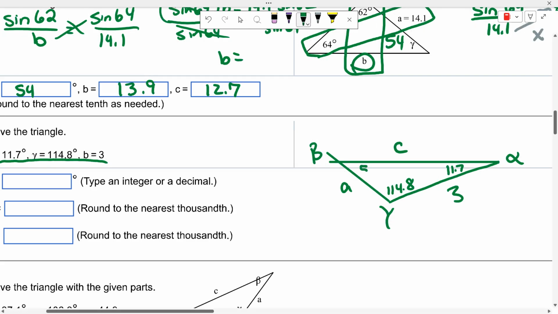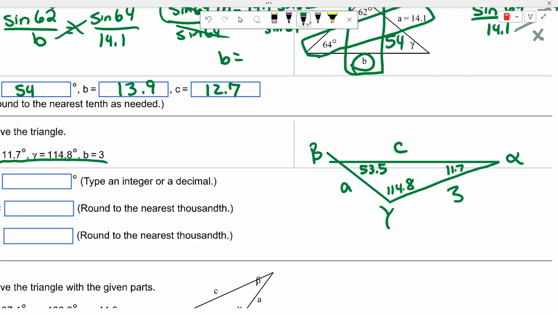Now, is this a rounded answer or an exact answer? It's exact, okay? We didn't do the law of sines and figure out a whole bunch of decimal points. This is 180 minus this minus this. So this is an exact answer, so we can use it the whole time, okay? So let's figure out A next.